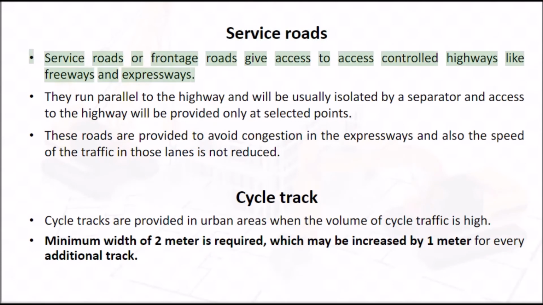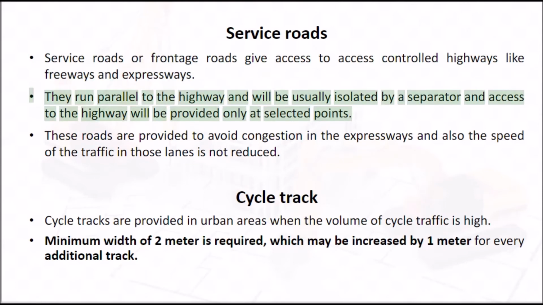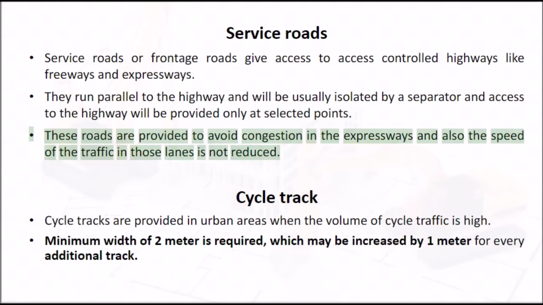Service roads. Service roads or frontage roads give access to access-controlled highways like freeways and expressways. They run parallel to the highway and will usually be isolated by a separator, and access to the highway will be provided only at selected points. These roads are provided to avoid congestion in the expressways, and also so that the speed of the traffic in those lanes is not reduced. Cycle track.